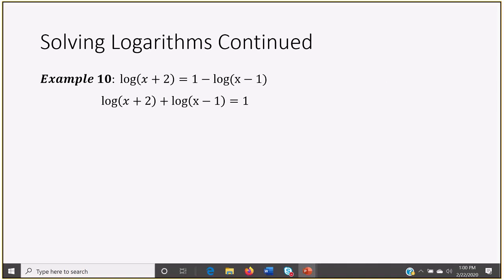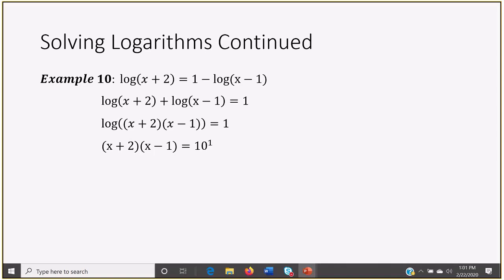Because right now I can't really translate it. If I have a plus or a minus in between the two logarithms, I don't really have the logarithm by itself. So I'm going to compress it until I have a single log, which would be x plus 2 times x minus 1. And then I'm able to translate it. So I can translate my log, which has no base, so it's log base 10.